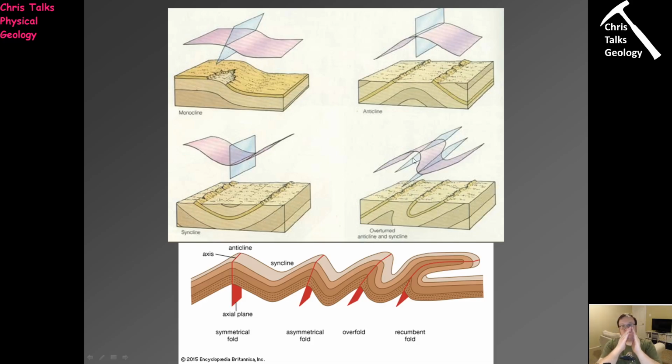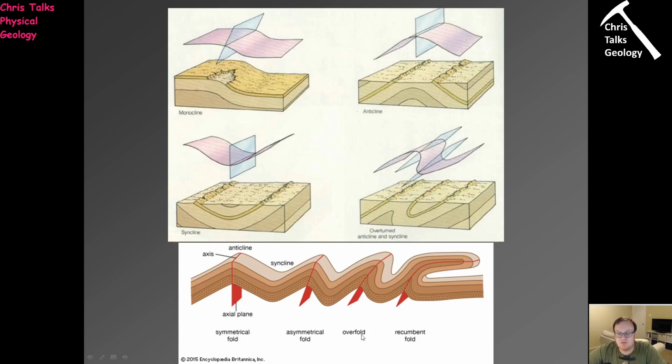However, because the fold has now been pushed sideways, the axial plane is no longer vertical, but the axial plane will be tilted. And so the axial plane tells us that the fold has been pushed over, because if the fold is upright, the axial plane will be vertical. As soon as the fold starts to get pushed over, the axial plane will start to rotate along with the fold. And so that's what we're seeing in this picture here. You can see the axial planes picked out by these two blue sheets aren't vertical, they've been tilted. And you can see the same thing here on this diagram here.